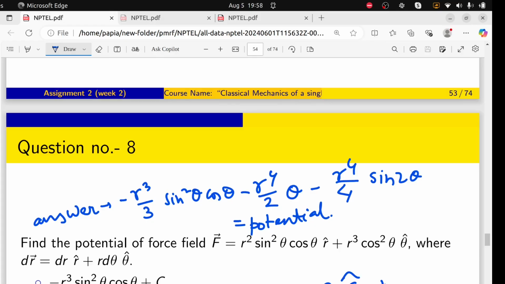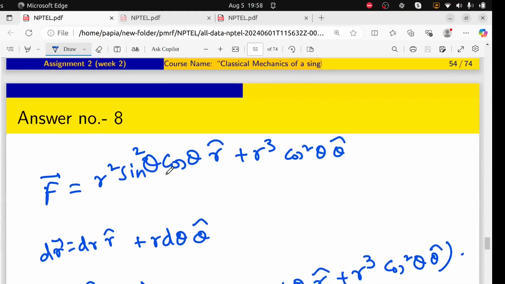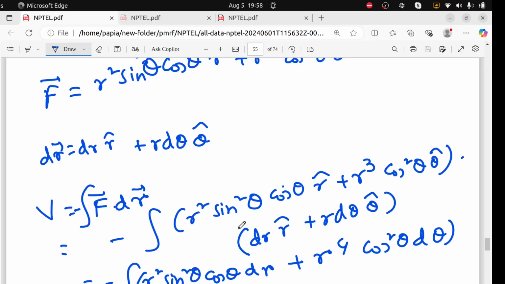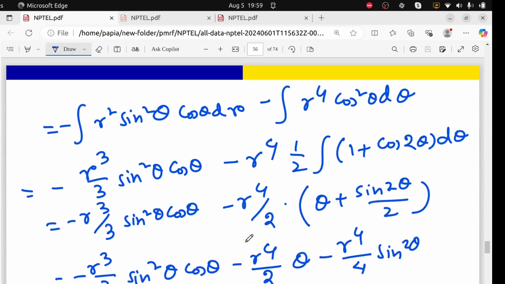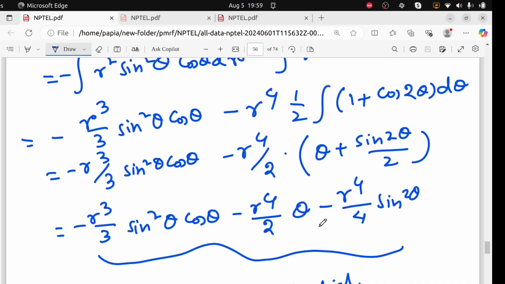So here, what I did, I just calculated F dot dr, like that. F is something r cap plus something theta cap, and dr is dr r cap plus r d theta theta cap. So potential is minus integral of F dot dr, and here the integration is only on r, so theta will come out, and here it is only on theta, so r will come out. Then 2 cos square theta is 1 plus cos 2 theta, then cos 2 theta integration is sine 2 theta by 2, and then it is coming like that.